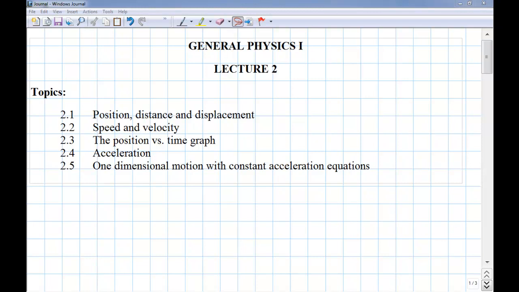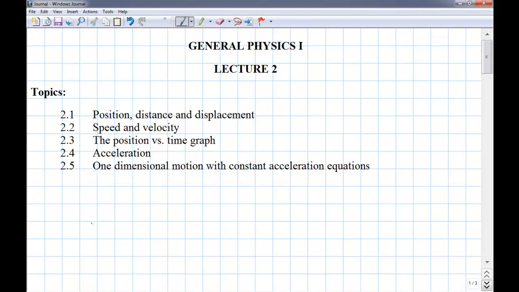Welcome everyone. During this lecture we'll introduce the branch of physics called motion in one dimension, and we'll develop the following topics, including definitions of position, distance, and displacement. We'll introduce the topic of speed and velocity. We'll develop a position versus time graph. We'll define acceleration, and we'll also derive the one-dimensional motion with constant acceleration equations.